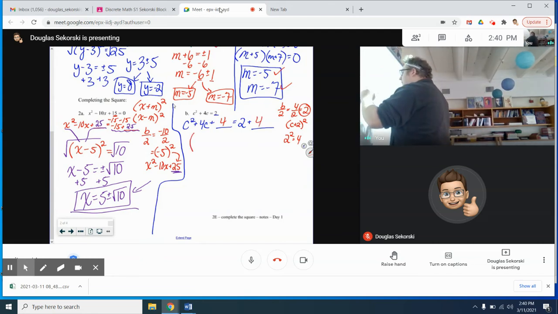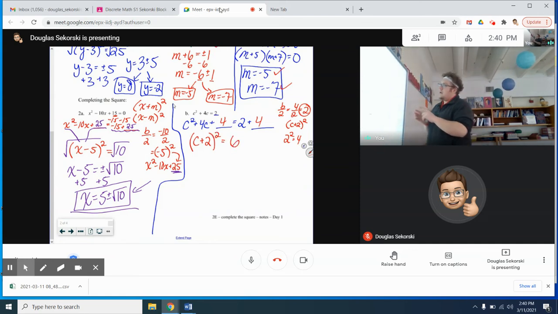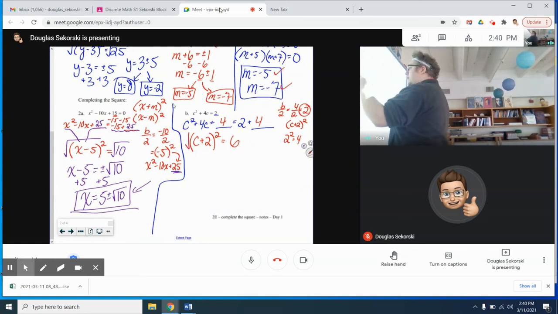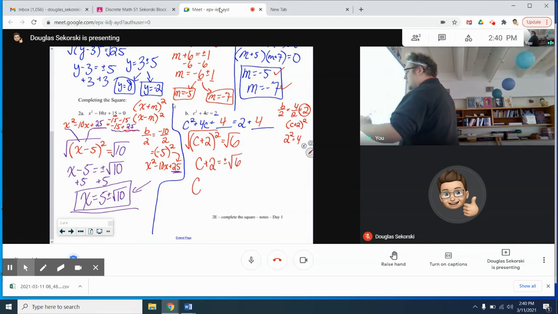And now we're going to make c plus 2 quantity squared. And that actually does give you c plus 2 times c plus 2, which brings you back to c squared plus 4c plus 4. Okay, we're good. And now we're ready to go. Take the square root. c plus 2 equals plus or minus the square root of 6. And the final answer is negative 2 plus or minus the square root of 6.